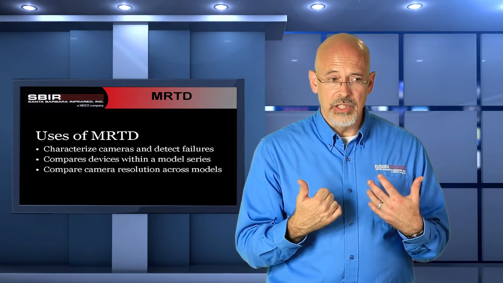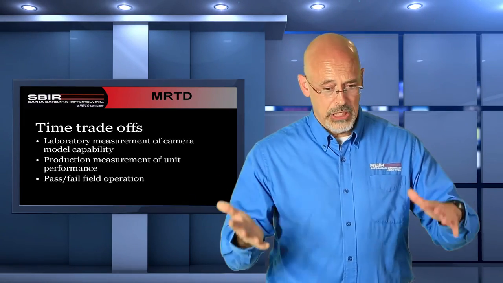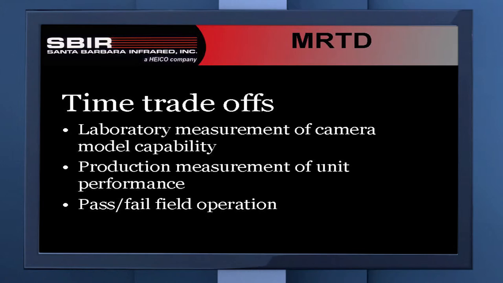So lastly, let's talk about the trade-offs in time for these tests. If you're in a laboratory where you're characterizing a camera, then you can do your three observers doing multiple times, take as much time as you need, because you're just doing a one-time run to really effectively characterize your camera. If you're in a production environment, that drops down. Basically, what you're looking for is your camera meeting expectations. So you can get by with a single observer doing a single set of four bars and try to get through the test that way.